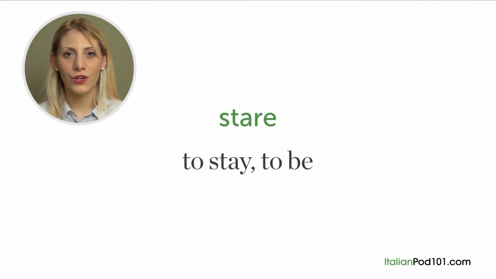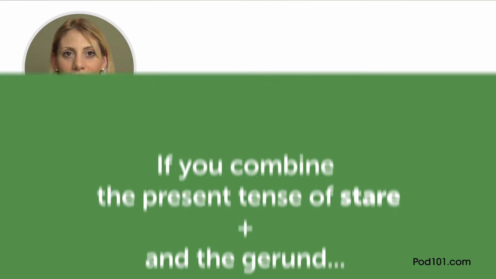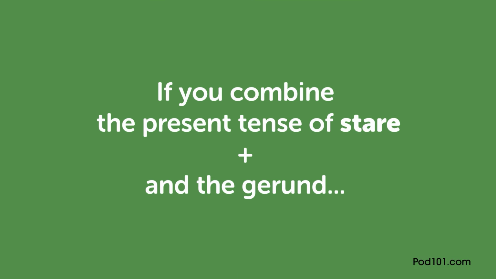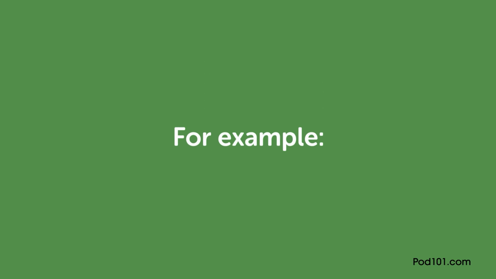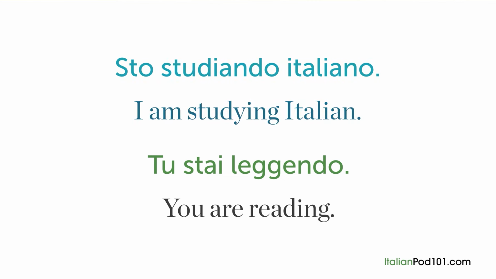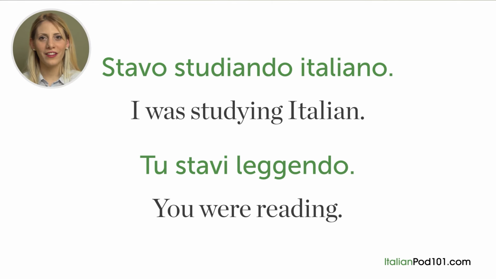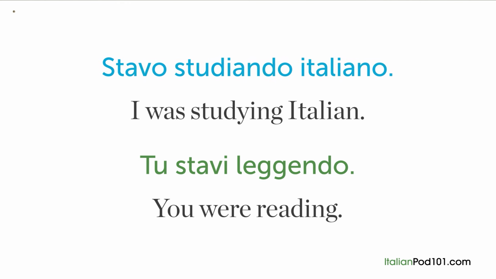Another way you can use the gerund is combined with the verb stare, to stay, to be. If you combine the present tense of stare and the gerund, you get the present continuous. For example, sto studiando italiano. I am studying Italian. Tu stai leggendo. You are reading. If you combine the imperfect tense of stare and the gerund, you get the past continuous. Stavo studiando italiano. I was studying Italian. Tu stavi leggendo. You were reading.